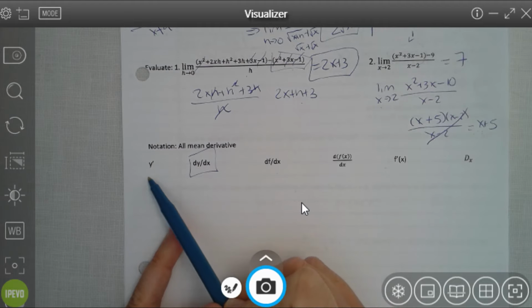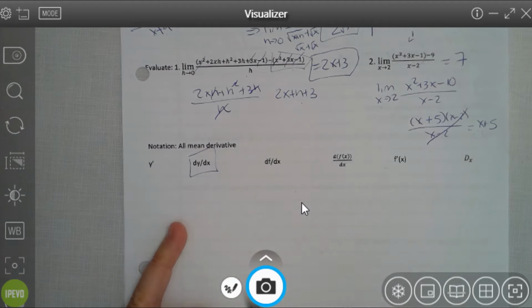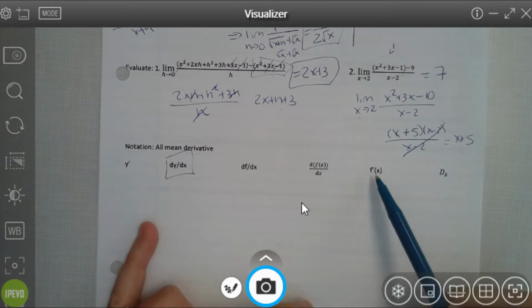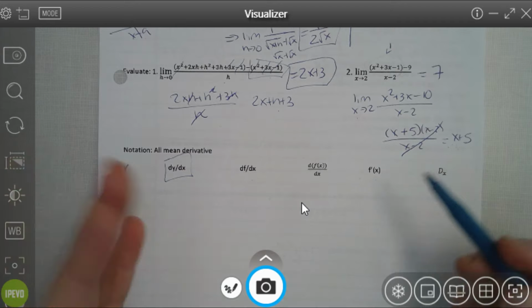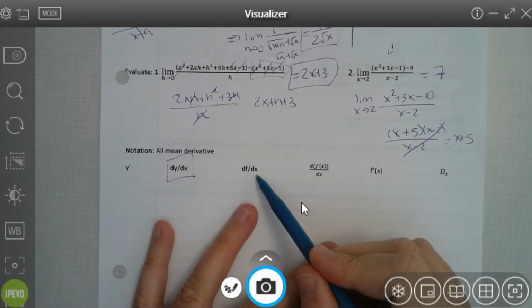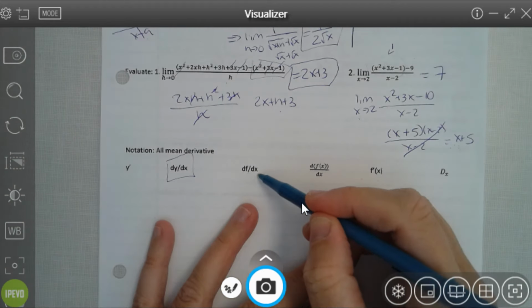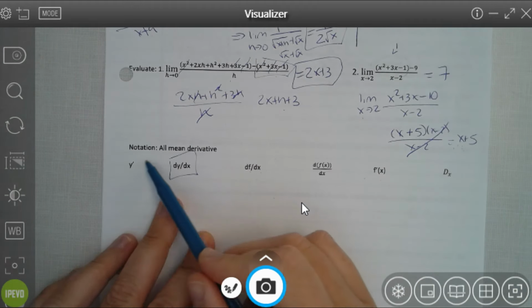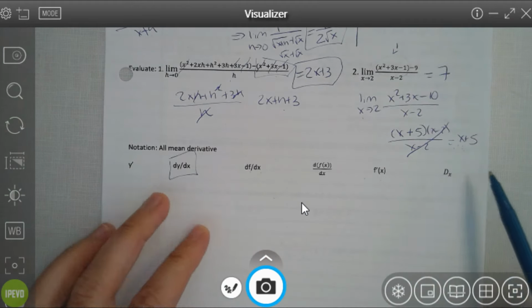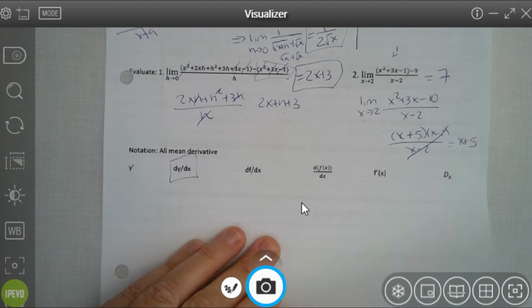Y prime is really like just the lazy man's method, saying that you took the derivative of the y. This is also a very lazy notation. It's saying we took the derivative of the function, same thing. And then this is just we're taking a derivative of some function with respect to x. So typically what we will see though is this, but all of these notations are all fair game for you to have to learn for that.